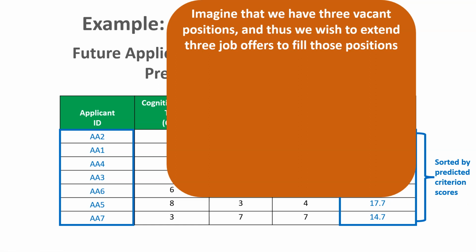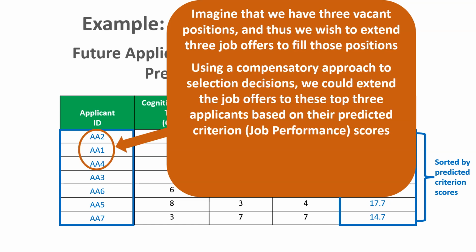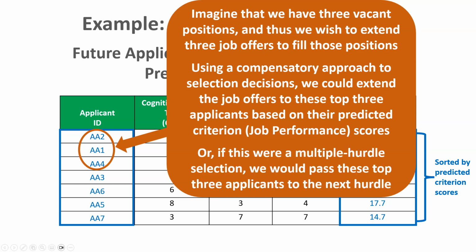So imagine that we have 3 vacant positions at our organization, and thus we wish to extend 3 job offers to fill those vacant positions. Using a compensatory approach to informing selection decisions, we could extend the job offers to these top 3 applicants based on their predicted criterion or predicted job performance scores. So we would extend those job offers potentially to applicant AA2, AA1, and AA4. Or if this were a multiple hurdle selection system, we would pass these top 3 applicants to the next hurdle.